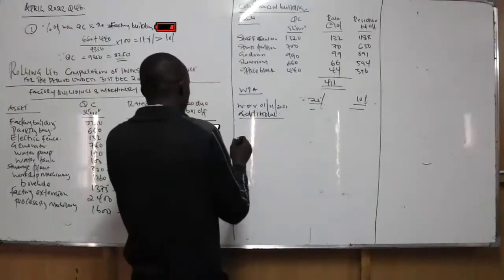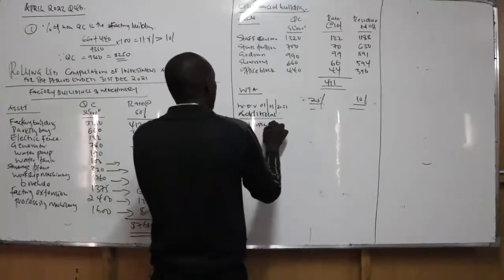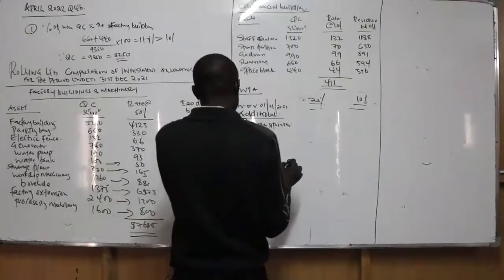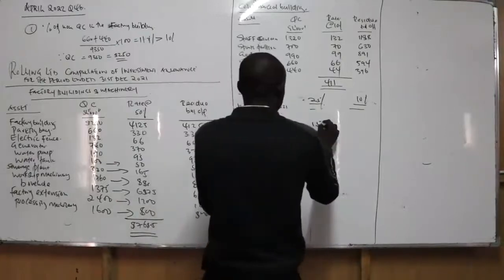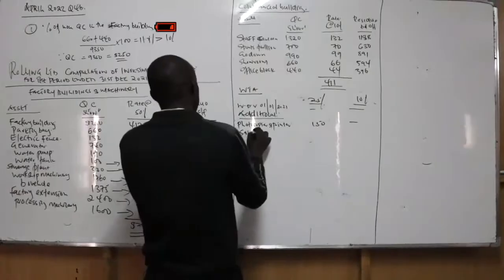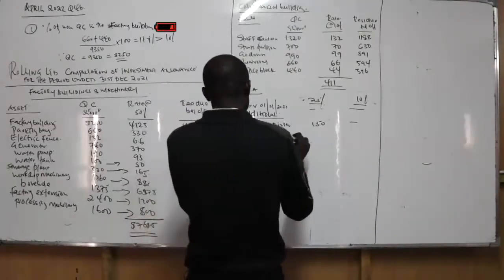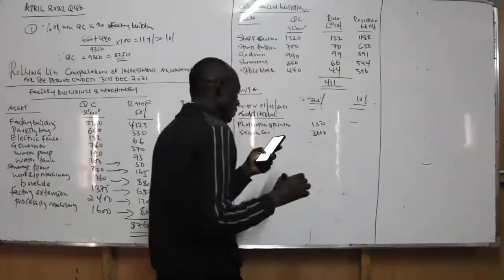So we have photocopier and printer. Here we have photocopier and printer. The total value for photocopier and printer is 150. So you write here 150, it will be dash. So we also have saloon car. The total value is 3,200,000.